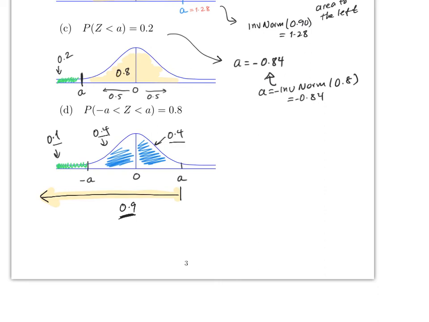So therefore, the number you have to look for is 0.9, which we did already on part B, and the answer was 1.28. So hence, minus A is minus 1.28.